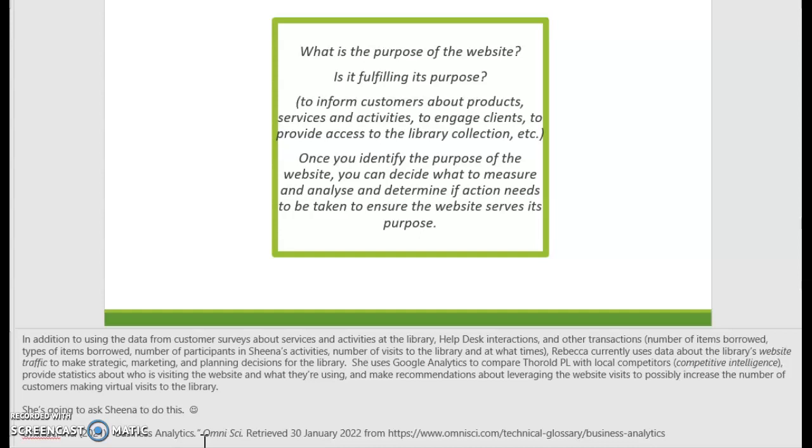The product that she's using is Google Analytics, and she uses that to compare Thora Public Library with local competitors. So that's the competitive intelligence angle of it, and provide statistics about who's visiting the website, what they're doing, and then make recommendations about leveraging the website visits to possibly increase the number of customers making virtual visits to the library. So she's going to ask Sheena to do all of this. Now that Sheena's got an assistant, she's going to be doing even more work, right?